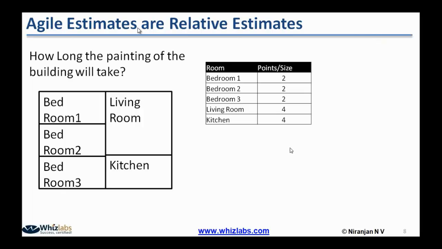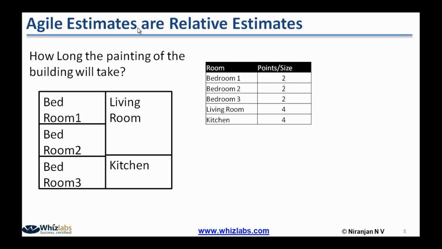Let us assume bedroom 1 takes X amount of work. Let us not worry too much about the size of the bedroom. Since I said all bedrooms are equal in size, let us give some number. For bedroom 1, I can give 2 or you can give 3. If you give 3, X means 3 for you. If I give 2, X means 2 for me. So in this case, I have given bedroom 1 equal to 2 points.